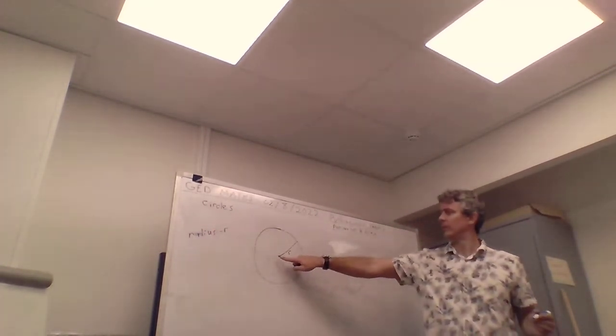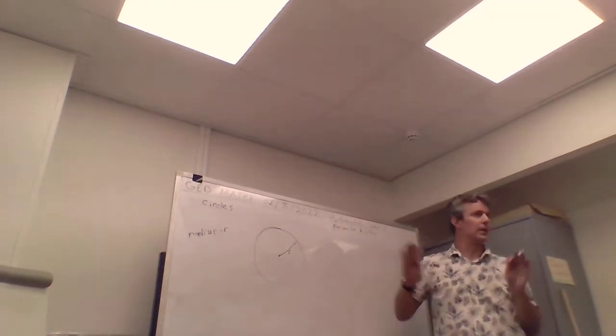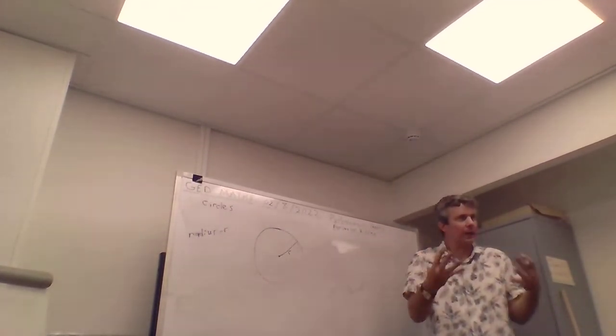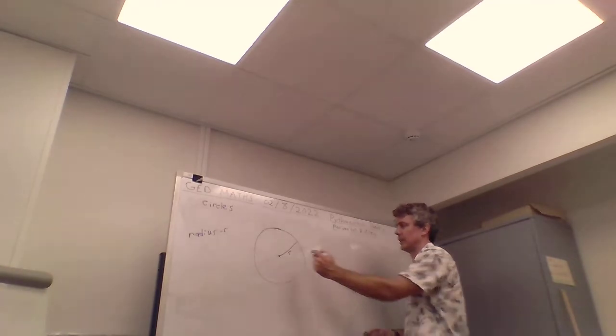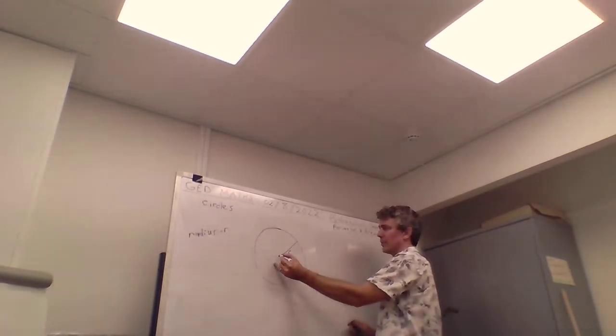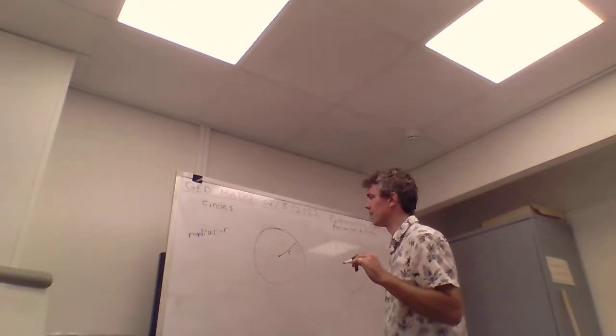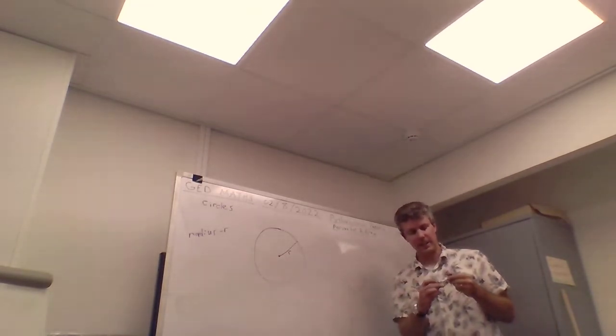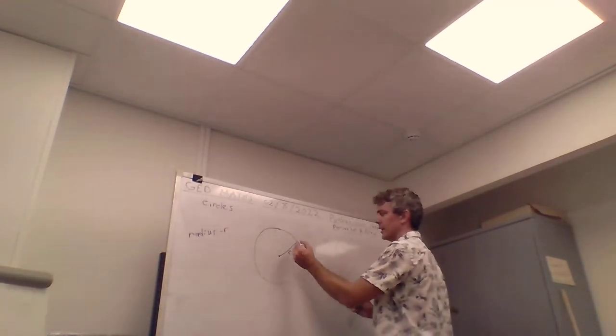Okay? So the circle is always defined by its radius. That's the central value for a circle. What is the radius? So we have the radius of the circle.